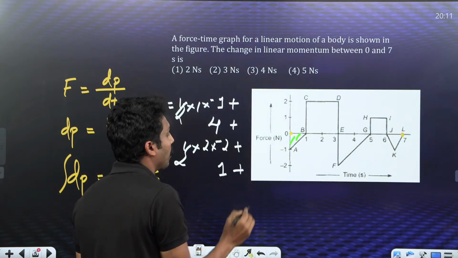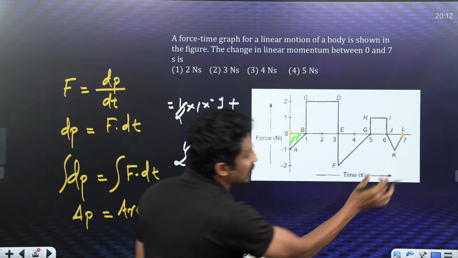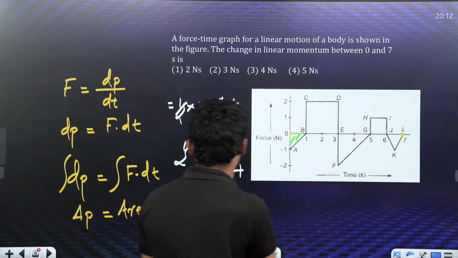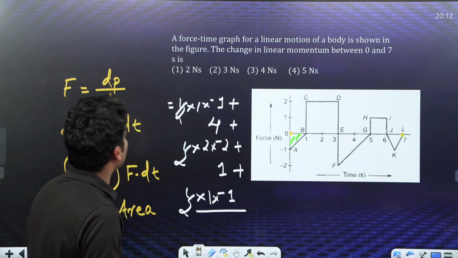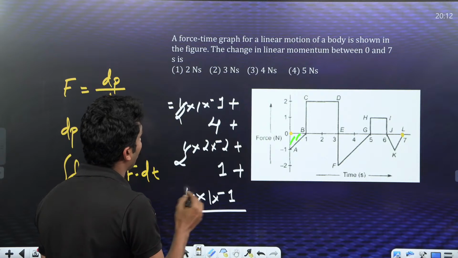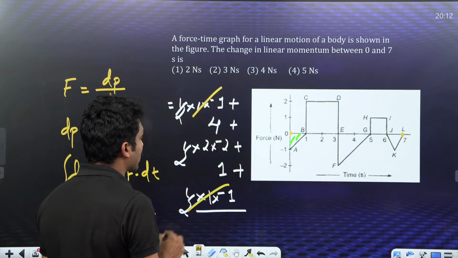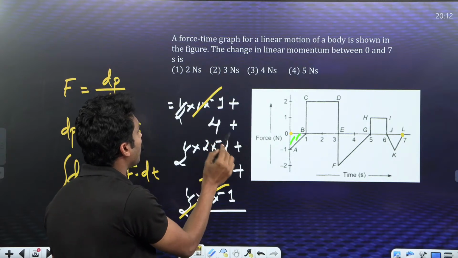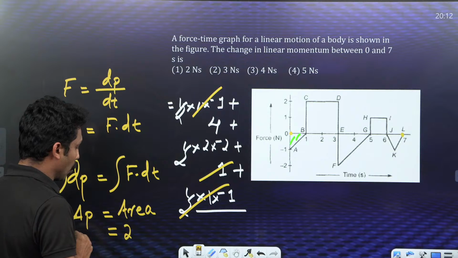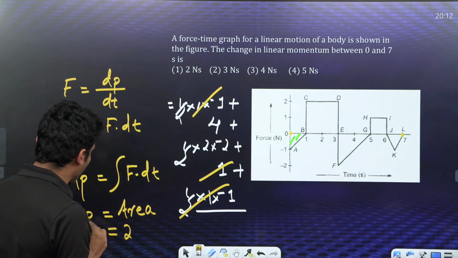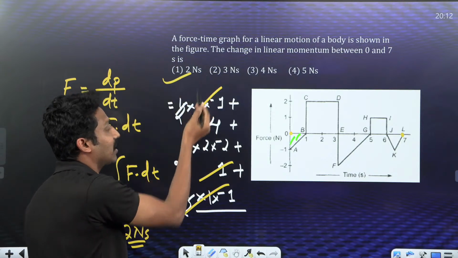That is 1. Plus this area is half BH: half into, this base is 1 and this height is minus 1, so 1 into minus 1. This is minus half, this is minus half, and this is 1, so these cancel. 4 minus 2 is 2, the answer. The unit of delta P is Newton second, so 2 Newton second is the answer. It is option 1. Clear?